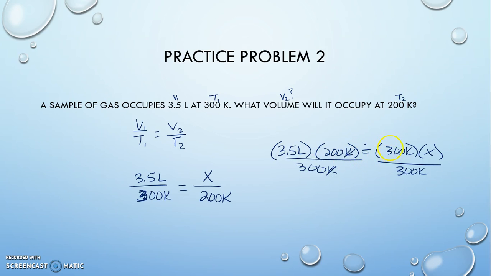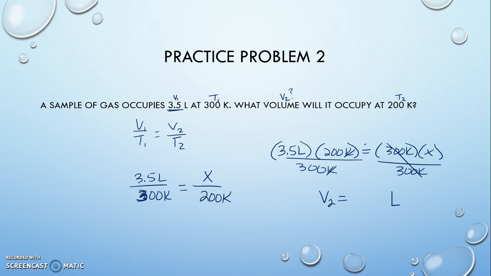The kelvins cancel, that cancels, we're left with X, which is the same thing as volume 2, and then you just have to do the math in liters. How many significant figures? We want 2 significant figures. But Miss Ruark, the temperature doesn't have two significant figures. It only has one. Okay, well, temperature is what we call an exact number.